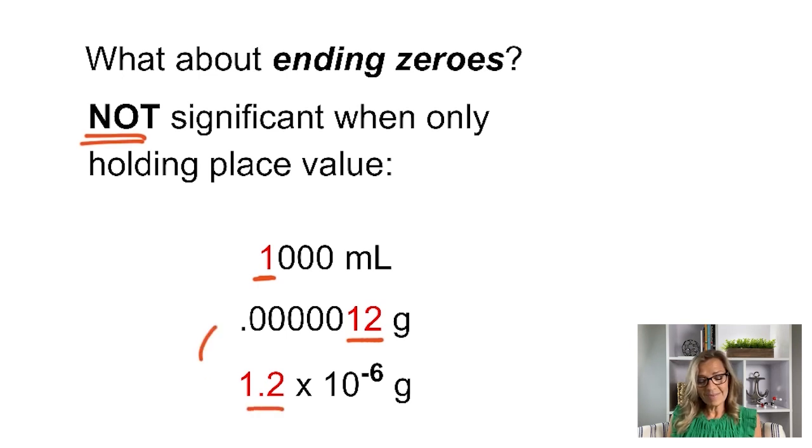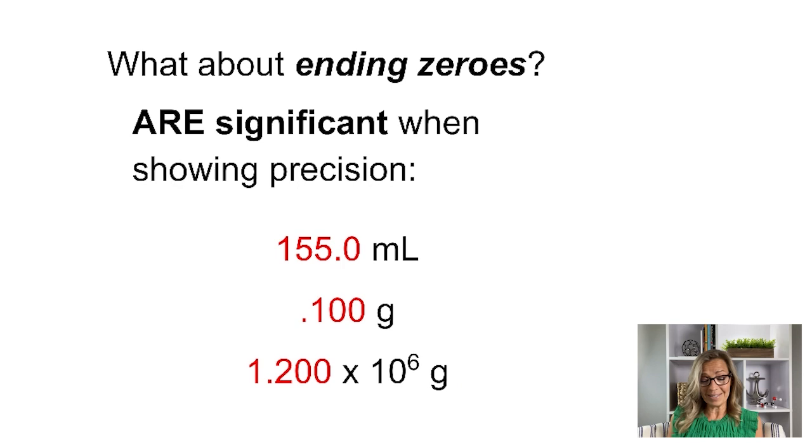And then let me show you this. Did you notice that those two numbers are the same? So where do all those place-holding zeros end up? They end up in the exponent, right? So the only important numbers are the 1 and the 2. So those are a couple examples of sig figs.